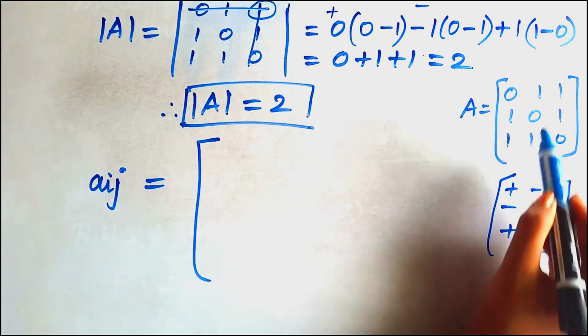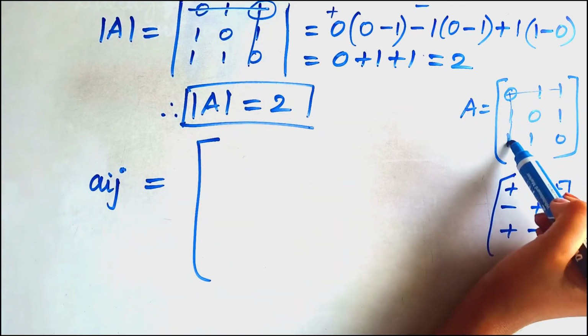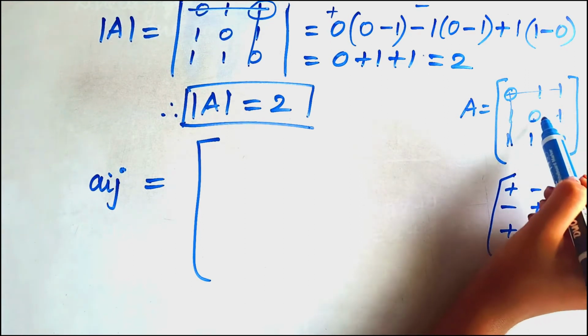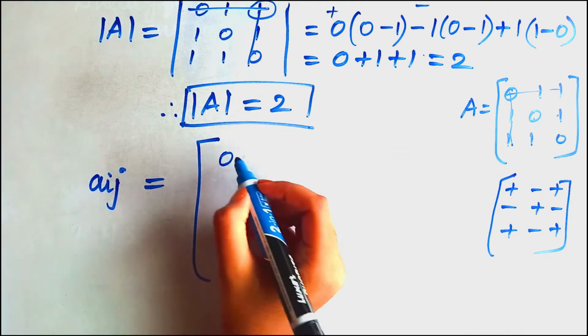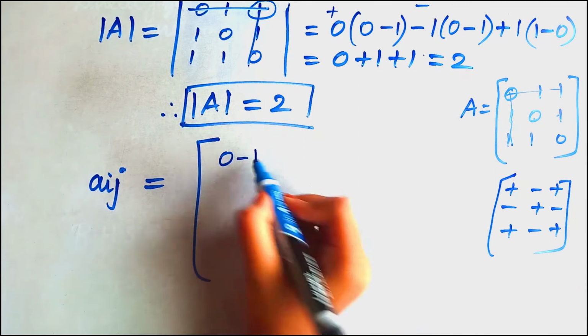So first it's a plus, then here we have to take the 0, and you have to cancel both horizontal and vertical values of 0, so that you'll get 0 1 1 0. Now you have to multiply 0 into 0, it will be a 0 here, and then we have to put a minus sign here, and then 1 into 1 it will be a 1, right?